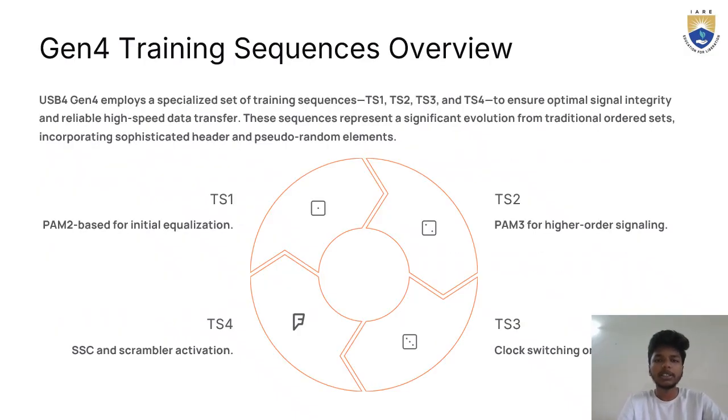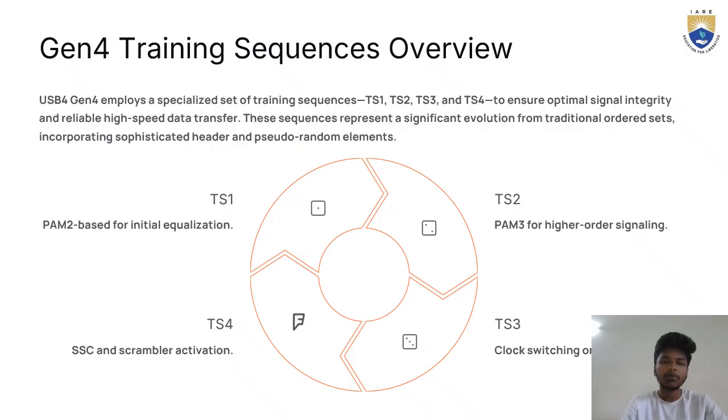Coming to Gen 4 training sequences overview. USB4 Gen 4 employs a specialized set of training sequences, TS1, 2, 3, and 4, to ensure optimal signal integrity and reliable high-speed data transfer. These sequences represent a significant evolution from traditional ordered sets, incorporating sophisticated header and pseudo-random elements.